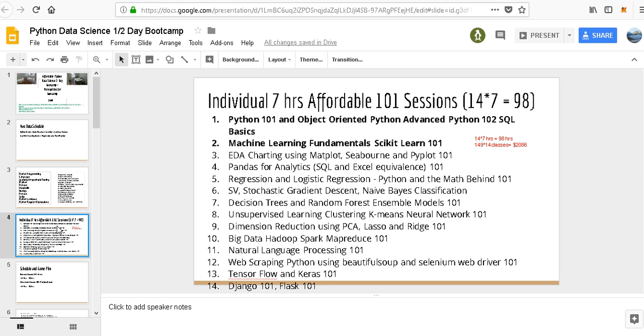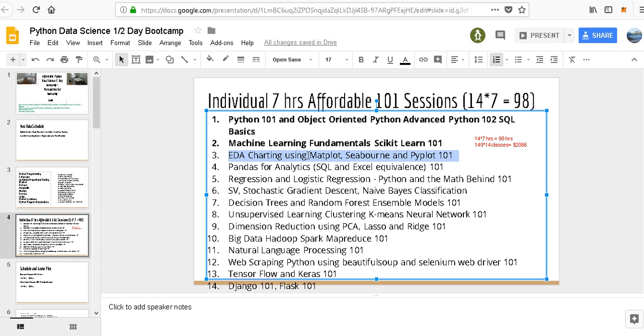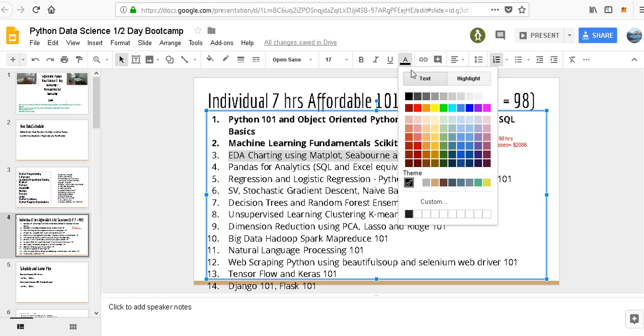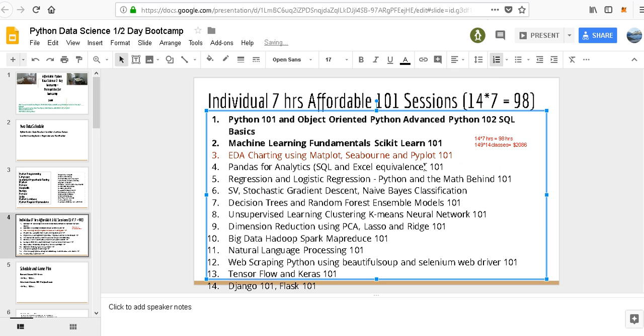So the goal is that after this session and the last session, you could take any one of these sessions without any trouble, and not specifically in the same order. So this EDA is kind of essential for moving ahead, but it's not extremely essential. So the other one you can still do.